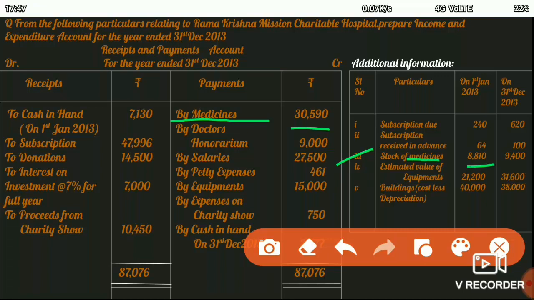At the beginning it was 8,810, and they have given a closing of 9,400. They've also given the payments made on medicines. Now in the account, when such information is provided, then we have to take the actual medicines which are used or consumed during the year. That only will come in our income and expenditure account.